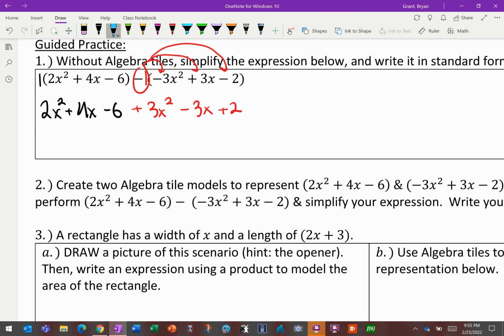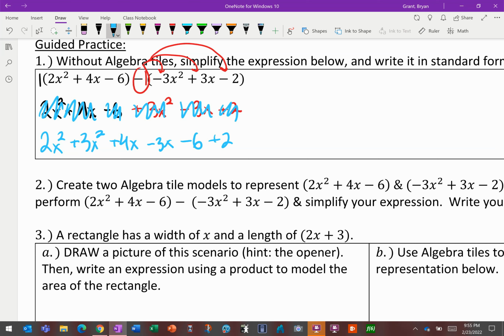I showed this once last class, but I'm going to do it this class. I'm going to put the like terms next to each other. We have 2x squareds, and that's going to sit next to my 3x squareds. So I took care of those. Then I have positive 4x's, and it's going to sit next to the negative 3x's. Last but not least, I have negative 6 of those 1's, and then positive 2 of those 1's.